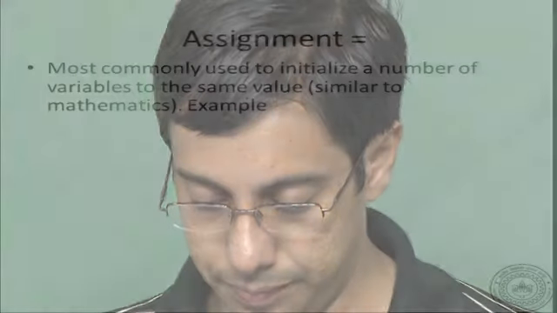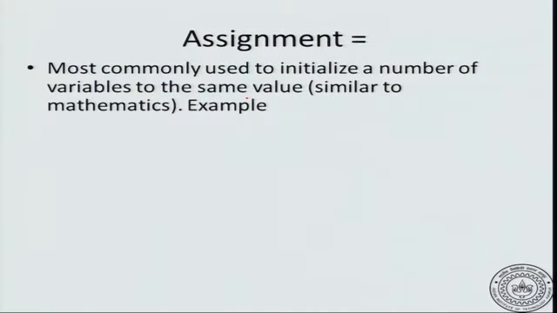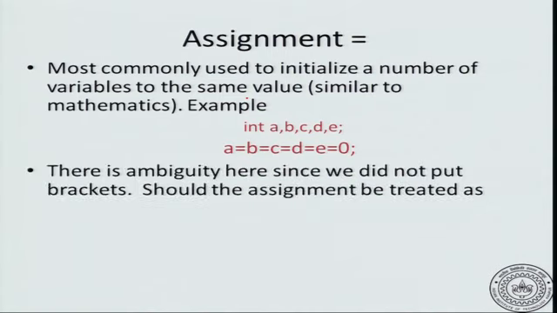So, when evaluating this expression, two variables are assigned their values. One is b, which is assigned the value 10, and the second is a, which is also assigned the value 10. The assignment operation can be used to initialize a number of variables in one shot. For example, if I write a statement like a equal to b equal to c equal to d equal to e equal to 0, what does this mean?